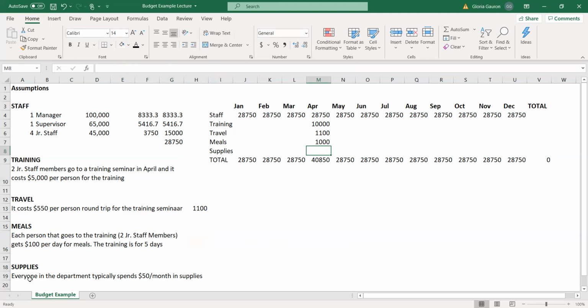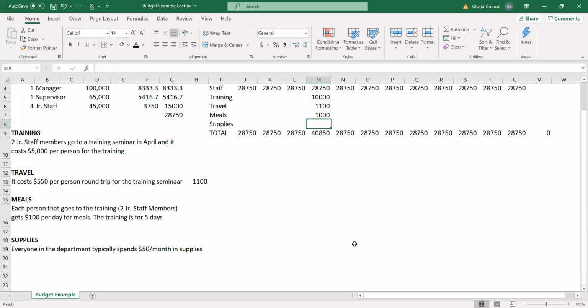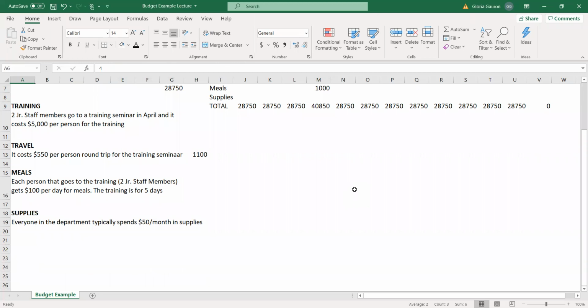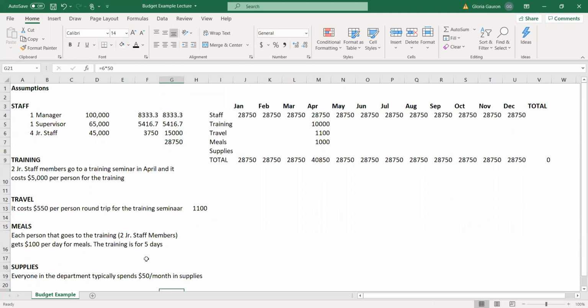And then for supplies, everyone in the department typically spends $50 a month in supplies. So that's what I want my budget to be for the new coming year. So everyone in the department means I have a total of 6 members, right? So I have 6 employees and they each spend $50 a month in supplies. I did 6 employees times that $50. So that's what my monthly amount would be under supplies for every month.